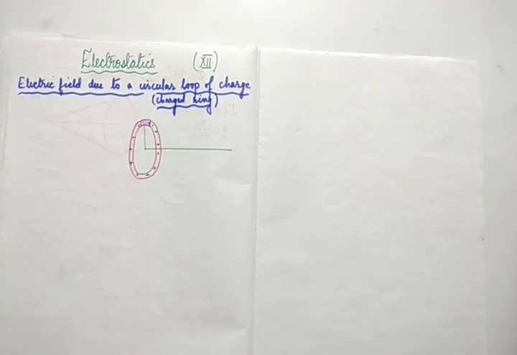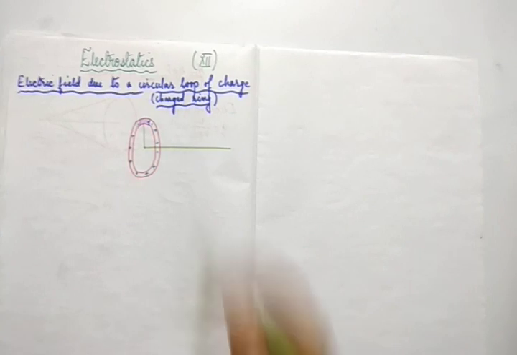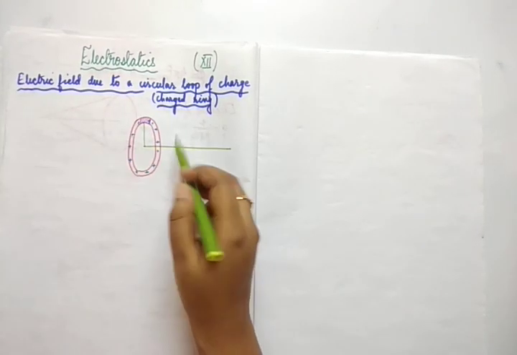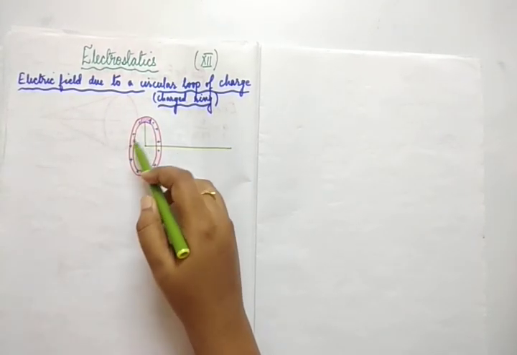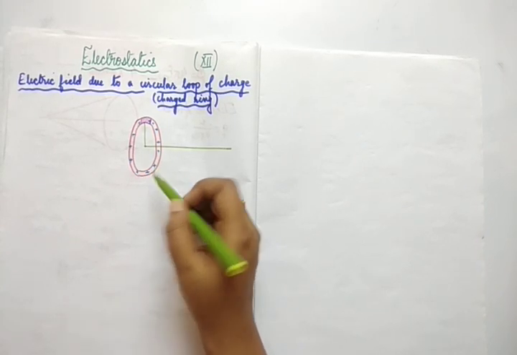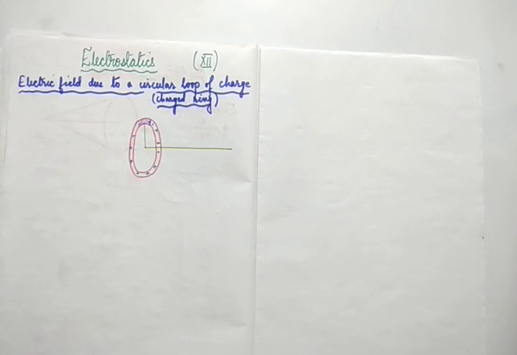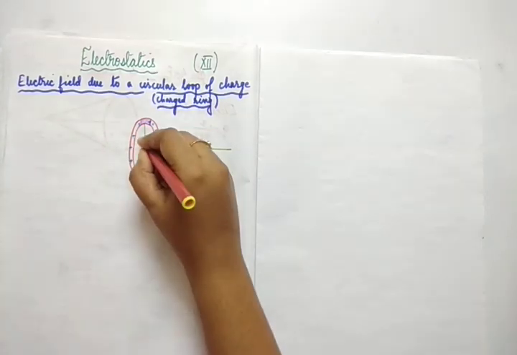In this video I am going to derive the electric field due to a uniform circular loop of charge, sometimes known as a charged ring. For this I have drawn a charged ring, uniformly charged with a positive charge Q, and suppose it is of radius a.